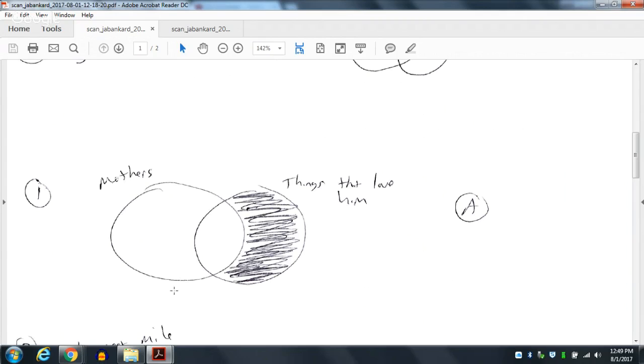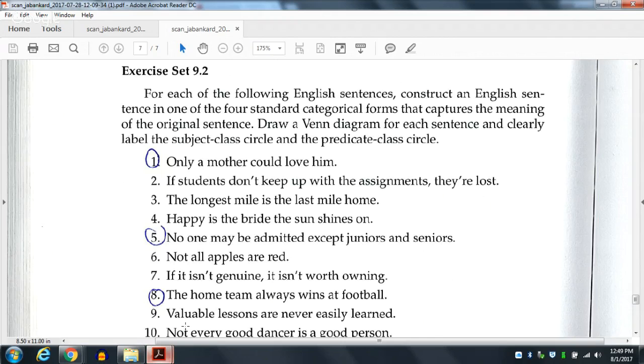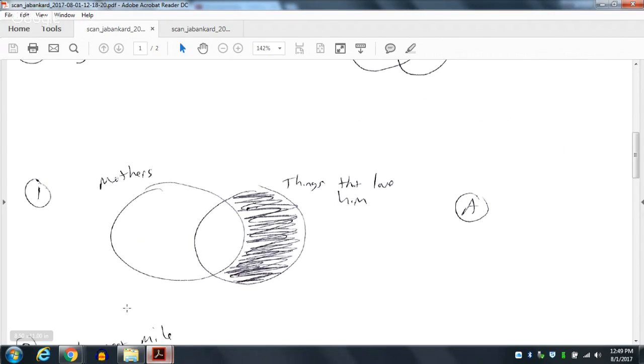If the sentence said all mothers love him, then you would block this area out, and you would push the mother category into the category of things that love him. All mothers love him. But that's not what the sentence says. The sentence says only a mother could love him. That means that all things that love him must be a mother, because only mothers could love him, right? It's an A claim. That's what the A is over here.